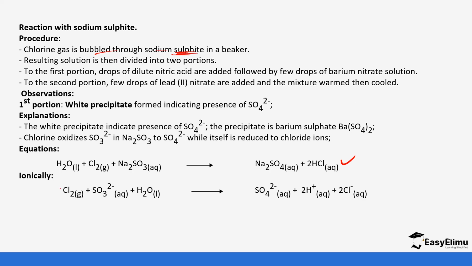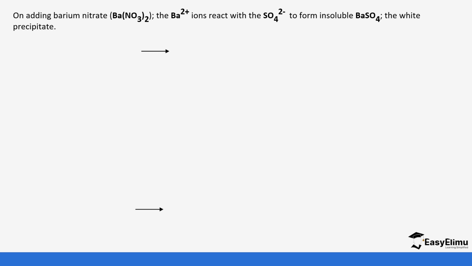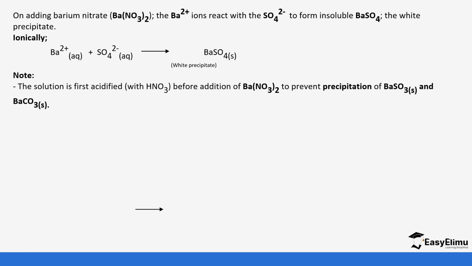And now, in the ionic sense of it, you can see the sulfite ions are being oxidized to sulfate, and the chlorine is reduced to chloride ions. So if we add barium nitrate to this solution, the barium ions will react with the sulfate ions. Remember, in sodium sulfate, let's not forget. So it forms barium sulfate, which is a white precipitate.